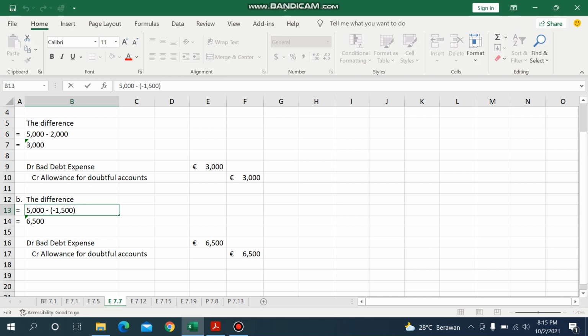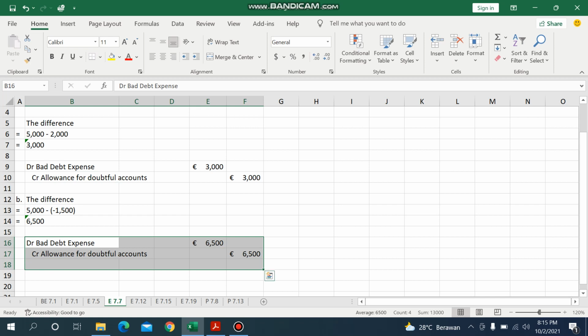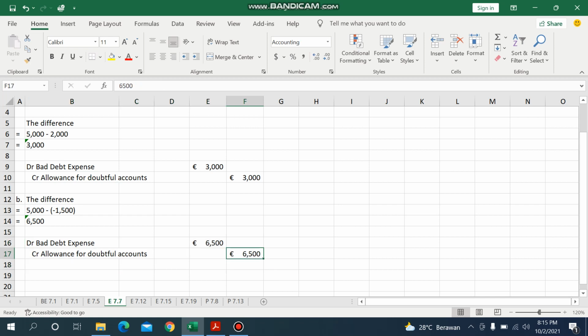So the difference will be 6,500. From minus 1,500, we want to get to 5,000, so we need to add 6,500. Once you have the 6,500, you can put it under the same journal entry: debit bad debt expense, credit allowance for doubtful accounts, 6,500.